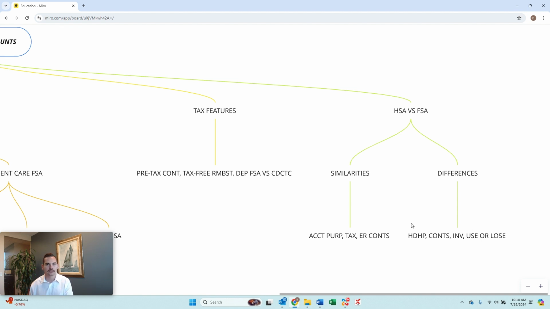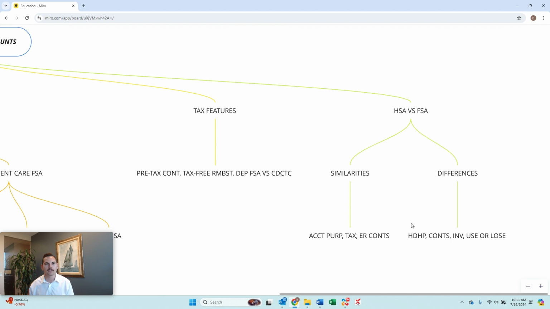The contribution limits are also different. So you can put a different amount into an HSA than you can put into an FSA. And then there's also the investment component. You can invest in an HSA for long-term growth, but you generally don't invest flexible spending accounts, hence the difference, flexible spending account versus health savings account. So FSAs are meant to be spent while HSAs can be saved for the long term.